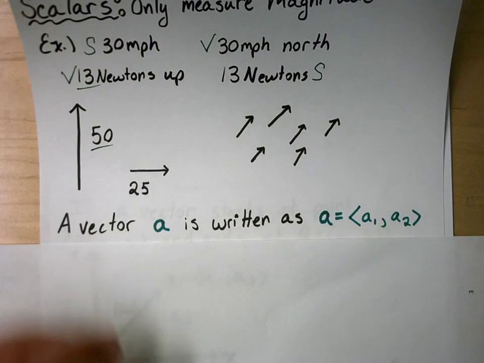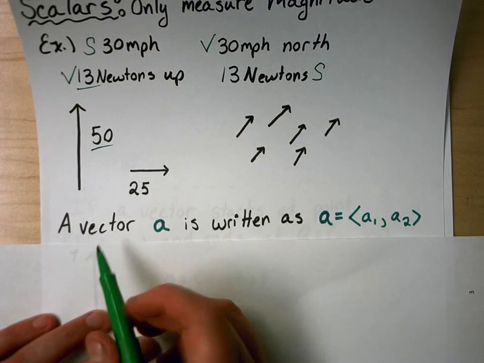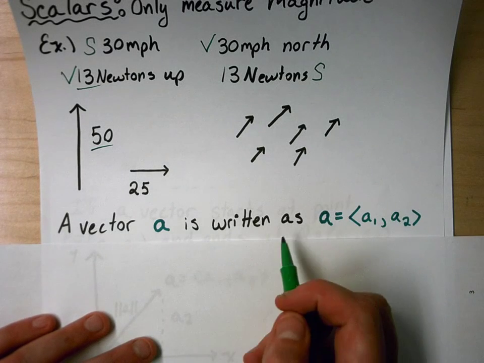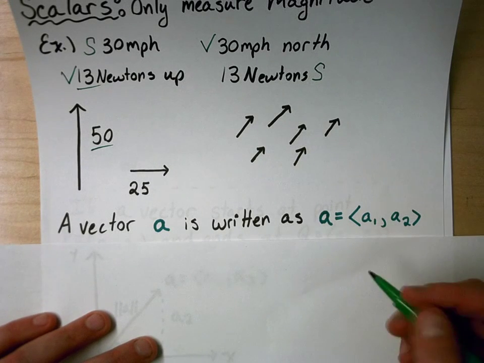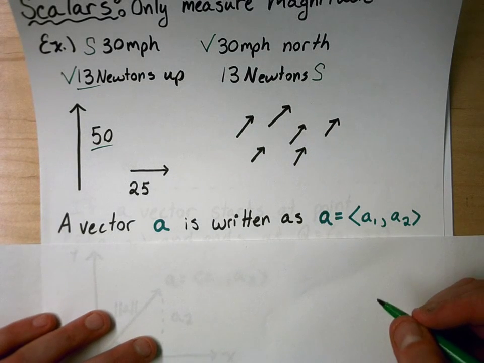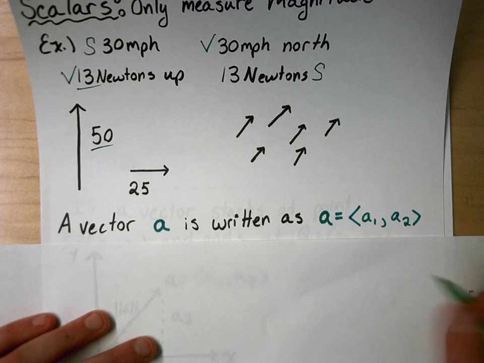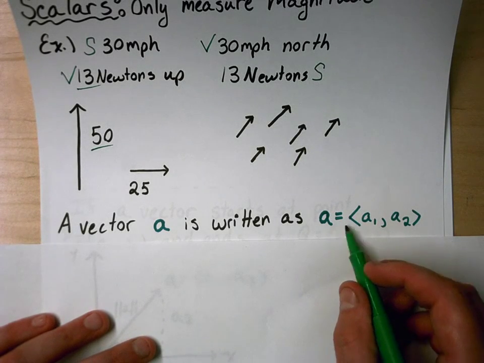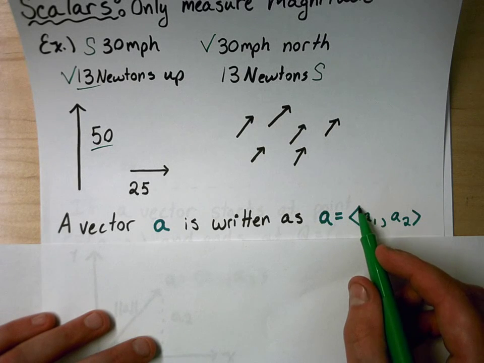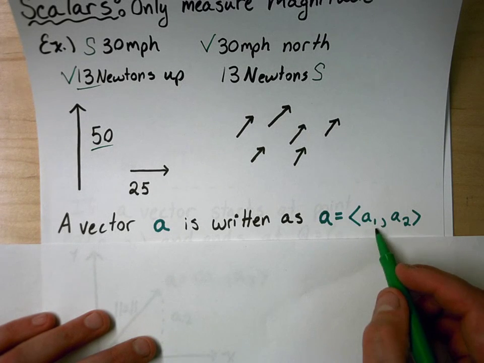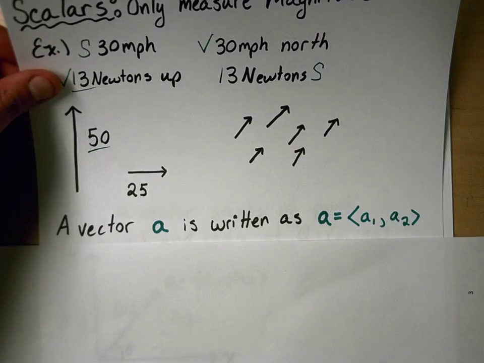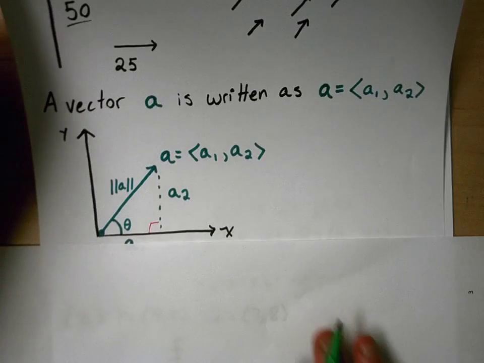So when we have a vector, we denote it specially. For example, vector A is written as A, and you'll see this in bold type in the book. It's not very easy for me to write in bold, so just assume it's bold. So vector A is written as pointy bracket, A1, comma, A2, pointy bracket. So what are A1 and A2?